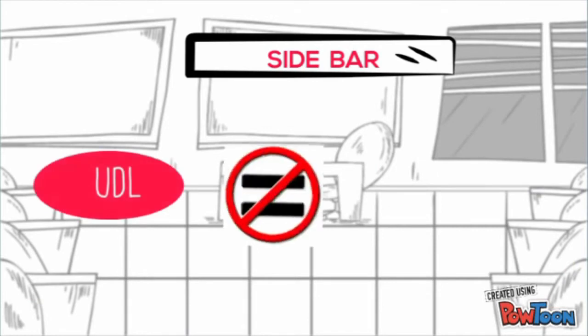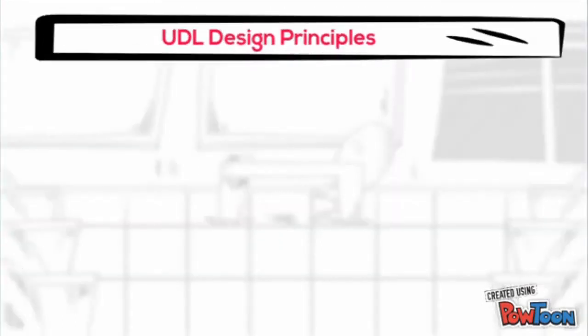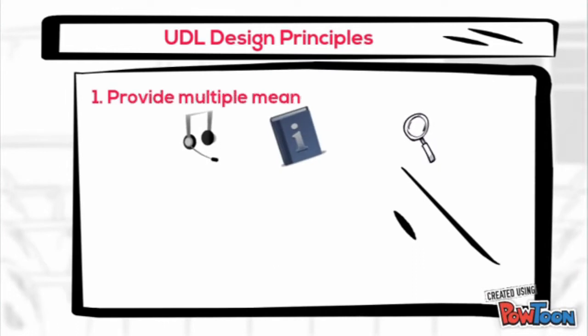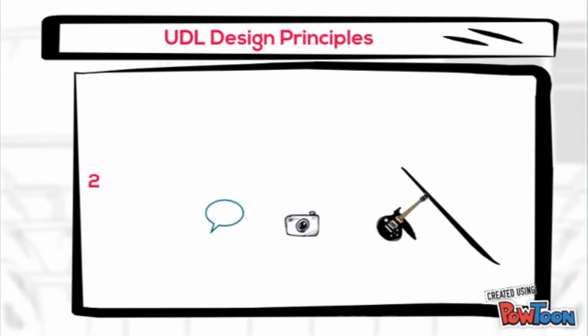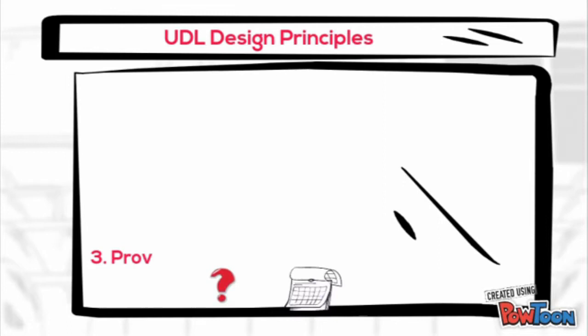Quick sidebar. UDL is not the same as differentiation. Differentiation, which we will talk more about in other videos, focuses on knowing the individual students in your room. UDL is an instructional design philosophy that you can use in any classroom. It has 3 big principles. Number 1, provide multiple means of representation. Number 2, provide multiple means of action and expression. And number 3, provide multiple means of engagement.